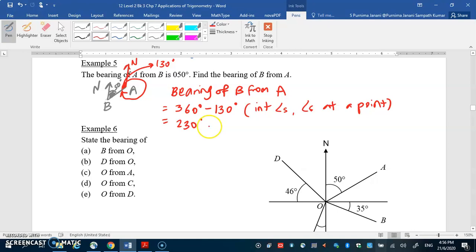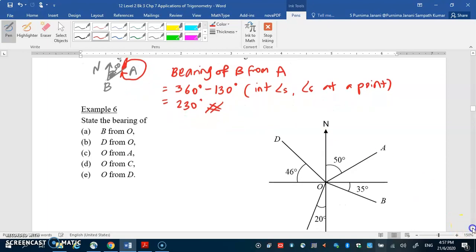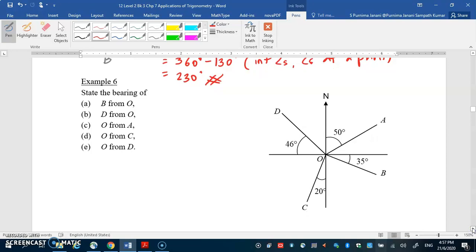Okay, next. State the bearing of B from O. Good, luckily this one has a diagram. The north is going upwards. So for B from O, O is here, north is drawn at O, and you want to go from O to B, which is here. What is the angle over here? This is just 90 degrees. 90 plus 35 is 125. So 90 degrees plus 35 equals 125 degrees. Double check that it is to 3 digits.